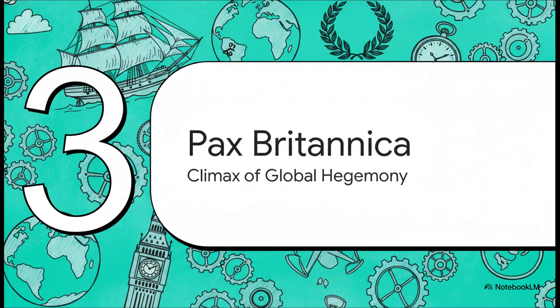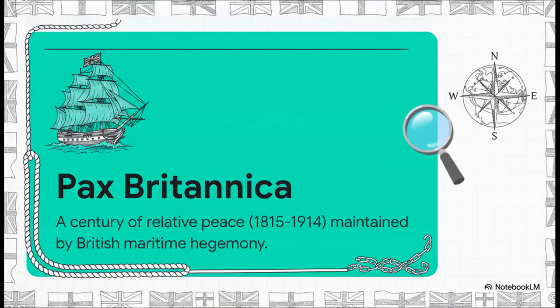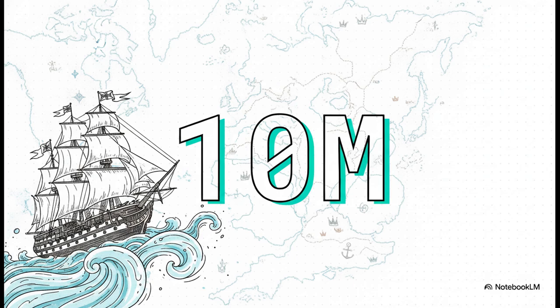And that pivot perfectly sets the stage for our third phase, the era of Pax Britannica, the climax of global hegemony. This era covers the century stretching from the end of the Napoleonic Wars in 1815 up to the start of World War I in 1914. Pax Britannica literally translates to British peace. But let's be real, this relative peace wasn't happening because everyone suddenly got along. It existed because British maritime and commercial dominance was absolute. The Royal Navy was the undisputed, heavily armed enforcer keeping those global trade routes in check. Under that incredibly powerful naval umbrella, the empire's expansion went into absolute hyperdrive.